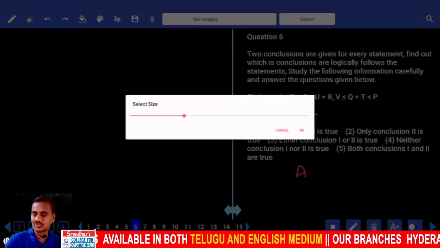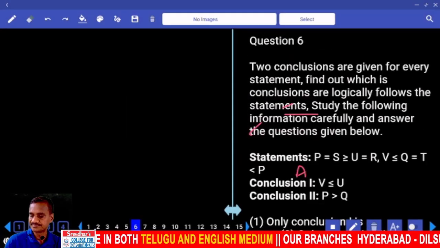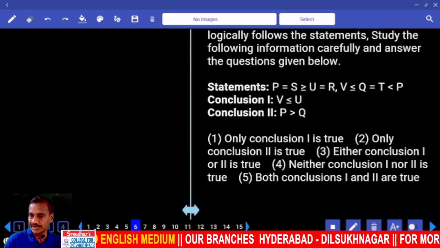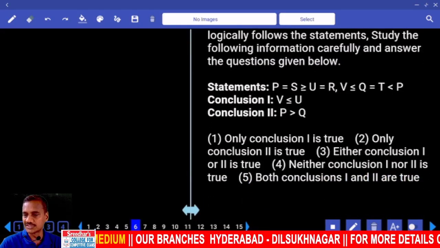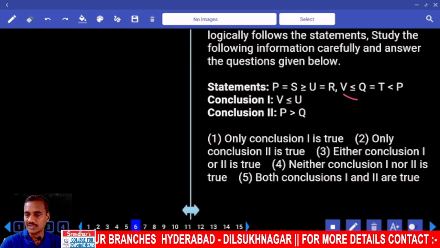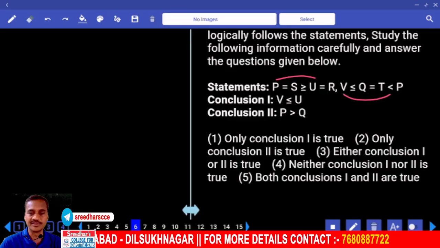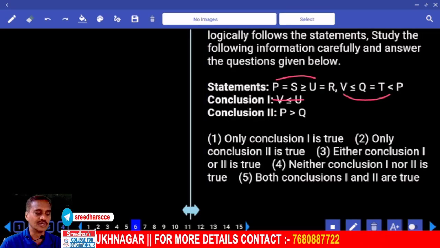Then coming to question number 6. Now here the relation between V and U. V is here and U is here. Which element is common? P is common. V to P is lesser than, and P to U is greater than. Opposite symbol, so there is no relation.